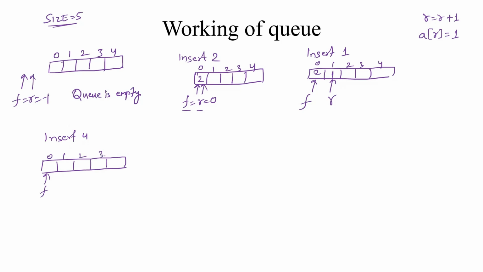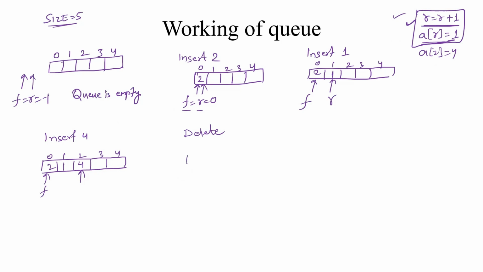These are the index 0, 1, 2, 3, 4, and 2, 1 was there earlier. So again, if we insert, r is equal to r plus 1. The value of r will increase to 2, and a of r, which means a of 2, I am going to insert now 4. So finally 4 will come here. In this way, these are the two basic things we are going to do when we insert the element into the queue.